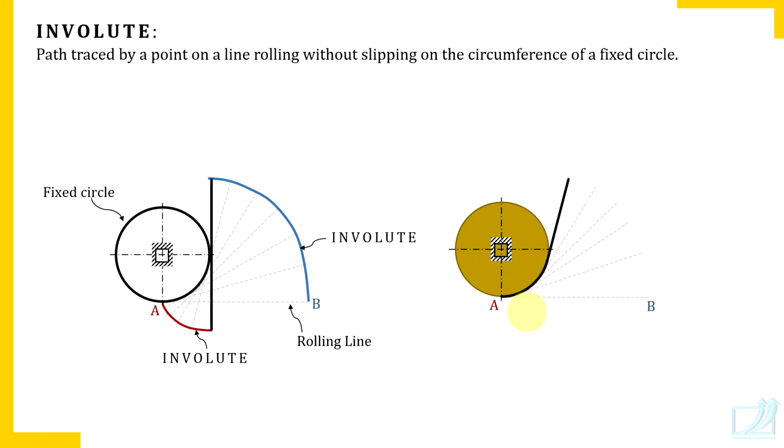So during this unwinding action or winding action, the path traced by a point on this wire is an involute. So point B has moved in this direction. If the wire is wound completely over the disc, end B comes in contact with the disc. This is that curve, the involute.